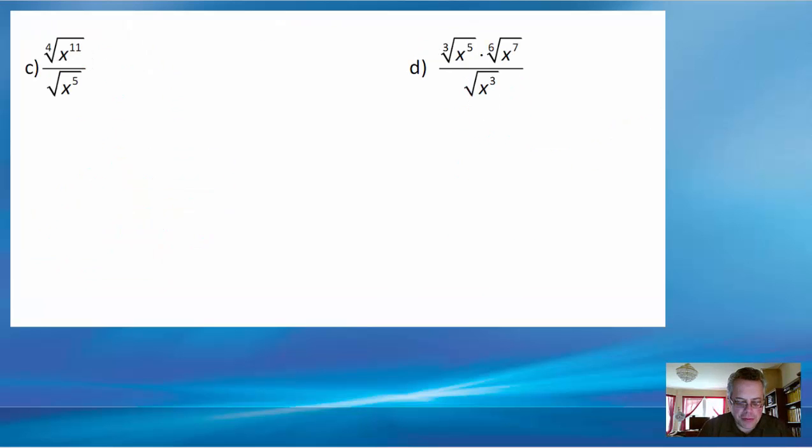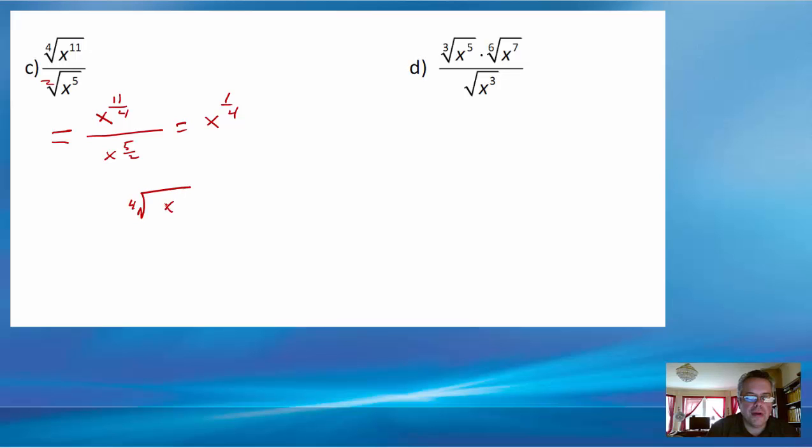All right, two last problems. We can do division also. We just subtract exponents. So let's rewrite it with fractions. The first one in the numerator is going to be x to the 11/4, and the denominator x to the 5/2, not 5 over 1, 5 halves. The index is 2. If we subtract those, 11/4 minus 5/2, that gives us 1/4. And if we write that in radical notation, that's the fourth root of x. Okay, done. This one's no problem.